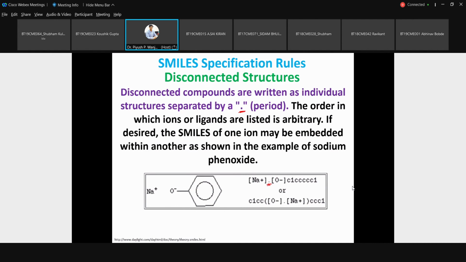So this is actually saying that there is not one particular atom or molecule, but there are two. Okay, so more disconnection, more molecules in your representation. Many times these kinds of things are used for representing a chemical reaction when they want to mention multiple reactants or multiple products.